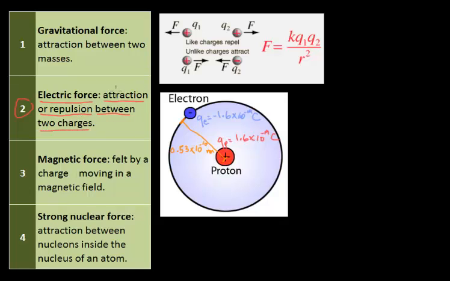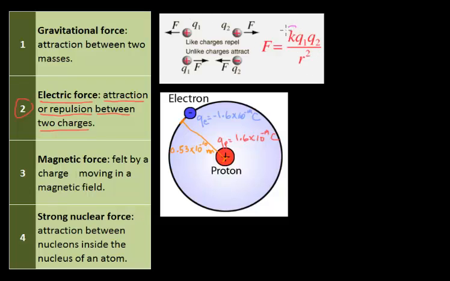Okay, so the fact that it's attractive or repulsive depends on the sign of the charges. If we have like charges, so plus plus or minus minus, we have a repulsive force. If we have unlike charges, plus and minus, we have an attractive force. And look at the formula to determine the magnitude of that force. It looks very much like the formula for the gravitational force. It's a constant times the product of the two charges, instead of being the product of the two masses, divided by the square of the distance.